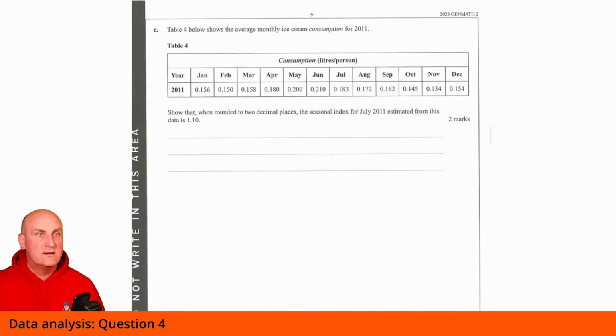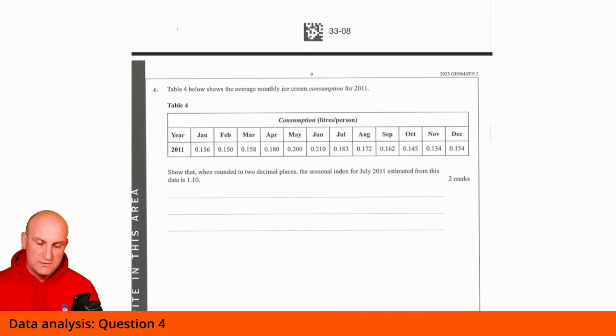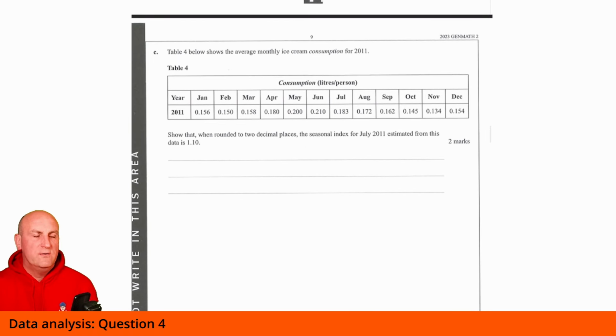Let's keep going. Table 4 shows the average monthly ice cream consumption for 2011. Show that when rounded to 2 decimal places, the seasonal index for July 2011 estimated from this data is 1.10. So July. I'm just going to color that in and let's see where we go with this question.